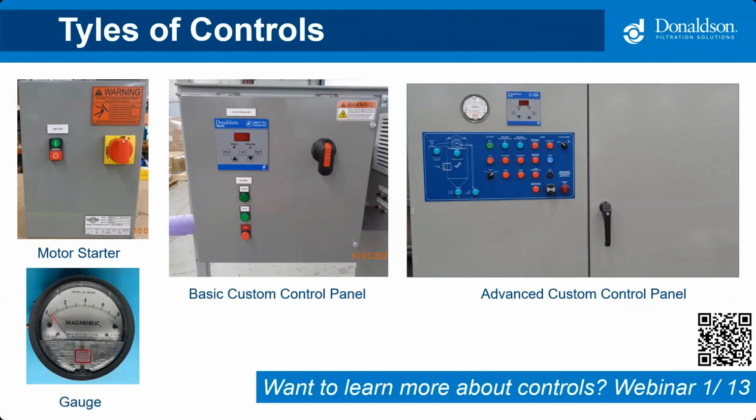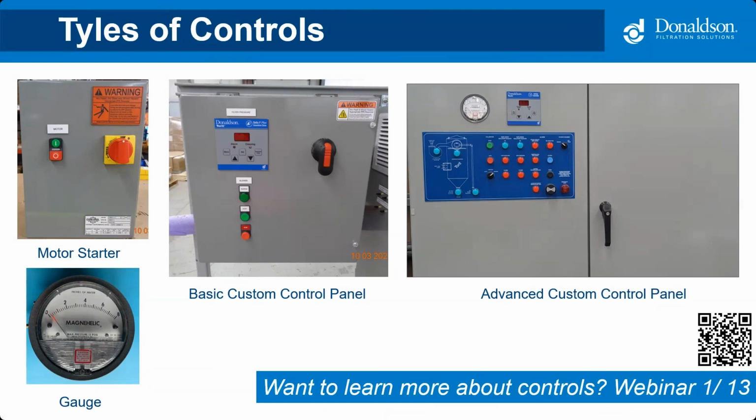The most basic type of control is a motor starter. It turns the fan motor on and off with manual buttons, and it protects the motor from short circuits and overloads. A motor starter is often paired with a gauge to monitor differential pressure during the service life of the filters. A basic custom control panel combines the motor starter's capability with digital differential pressure reading. It allows the operator to determine set points for cleaning, both high and low. High is when cleaning is initiated for the filters, and low is when it stops cleaning. It's a more integrated solution than a motor starter and gauge.